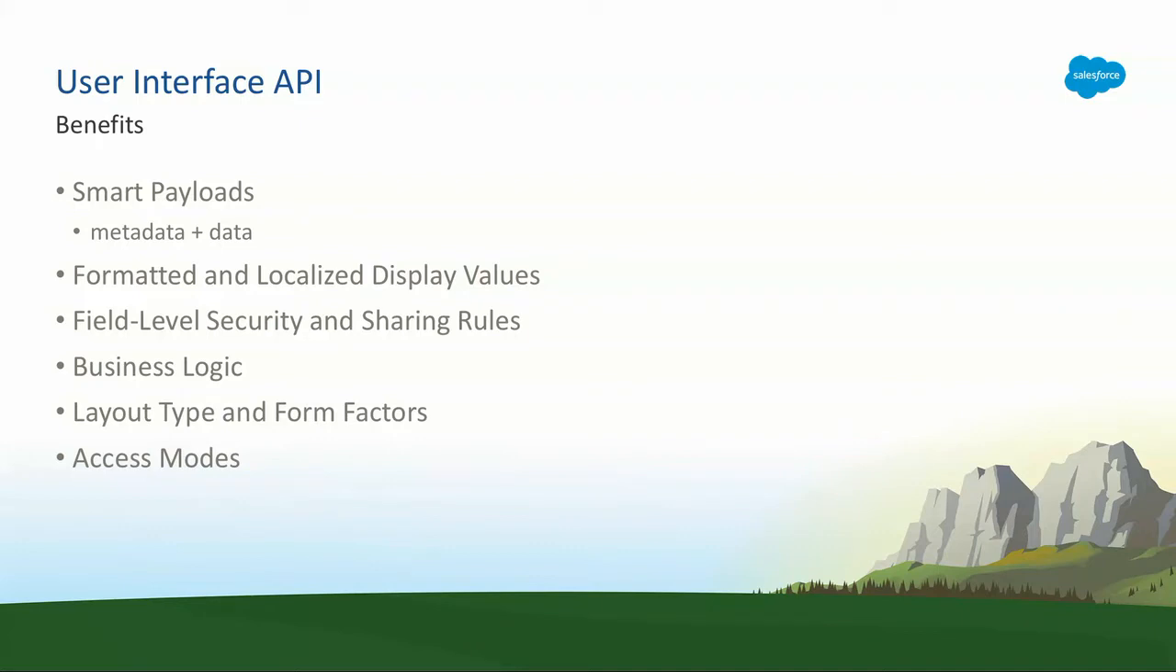We also have different layout types and form factors. So if you think about it, you might be using the UI API for maybe a mobile device, which might have a different layout type than, say, a tablet or desktop. And that's all supported, as well as different access modes. So viewing data as a view or an edit is going to be different than if you're looking at, say, a clone and things like that.